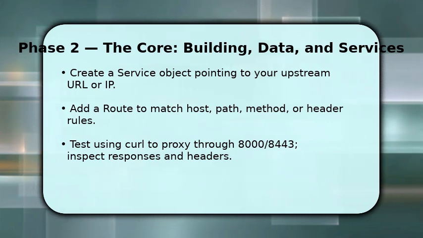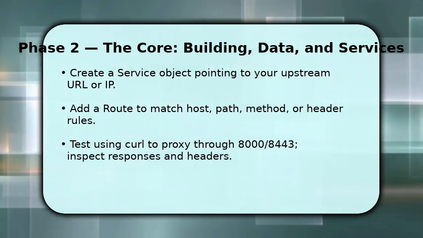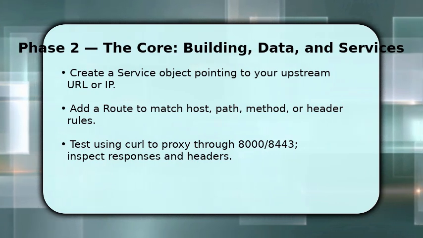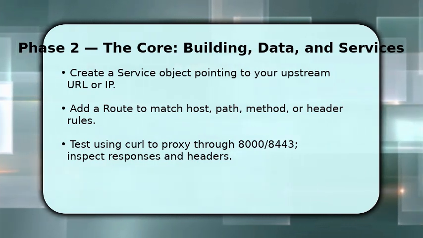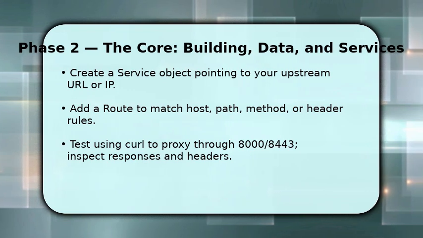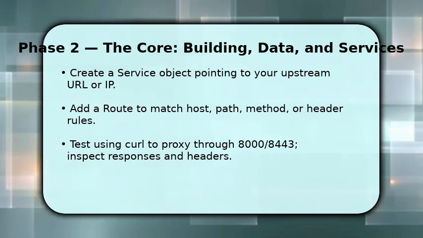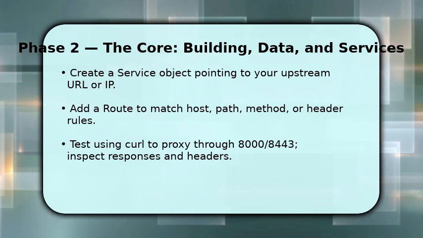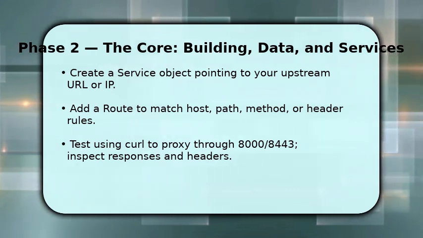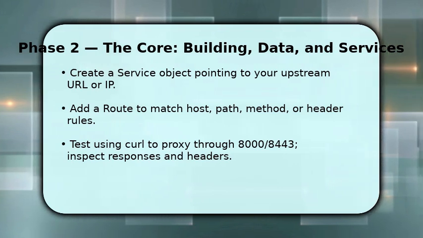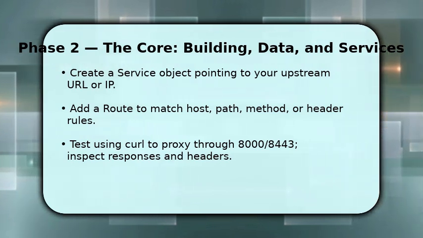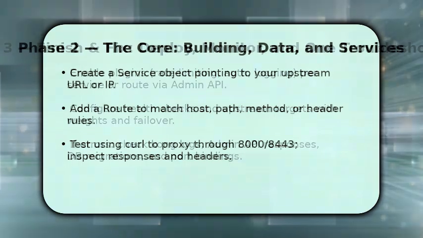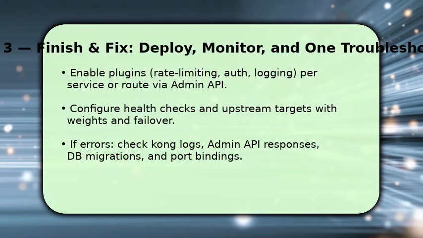Next, attach a route to that service specifying host or path matchers so Kong knows when to forward traffic. Once attached, add consumers or credentials if authentication is needed. Then test with curl through port 8000 or 8443 to confirm routing, checking status codes and forwarded headers to verify correct proxy behavior.